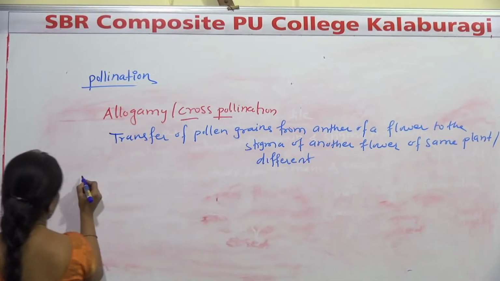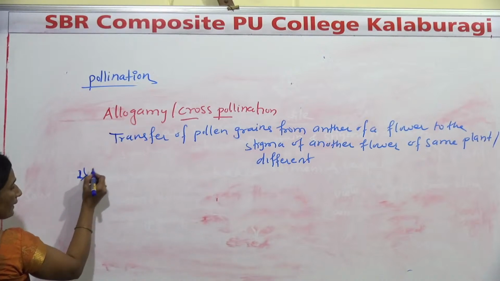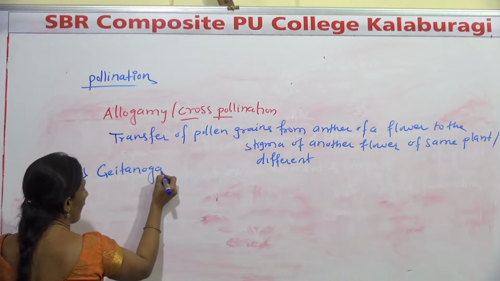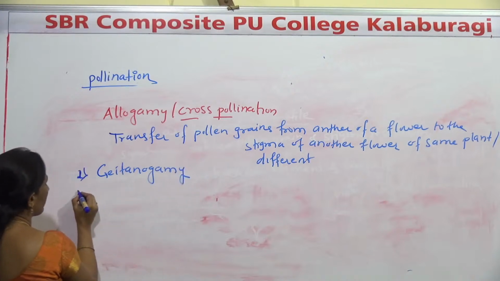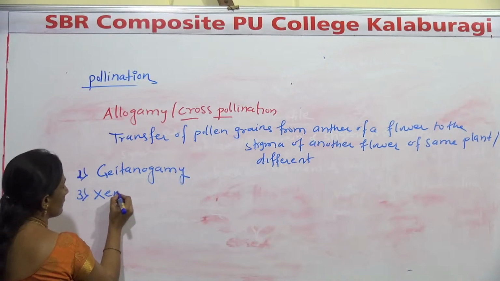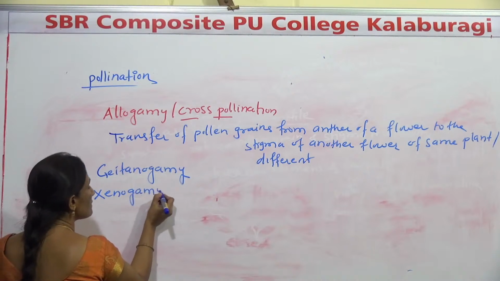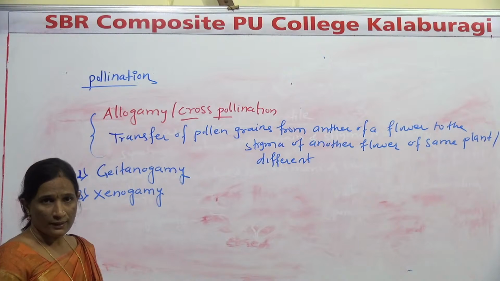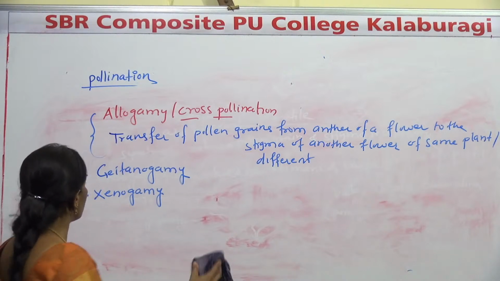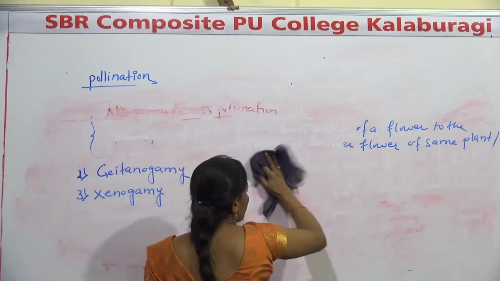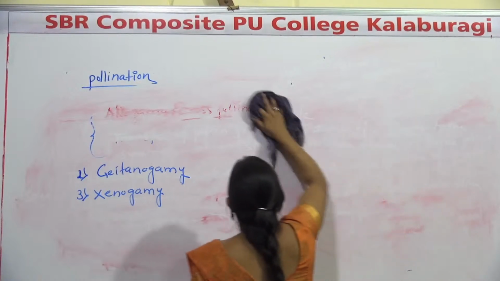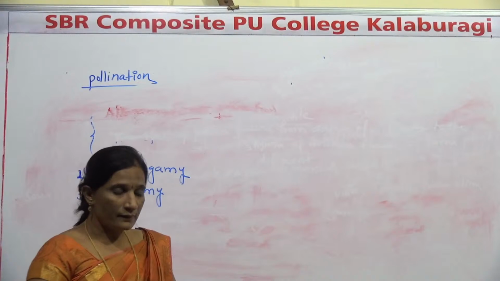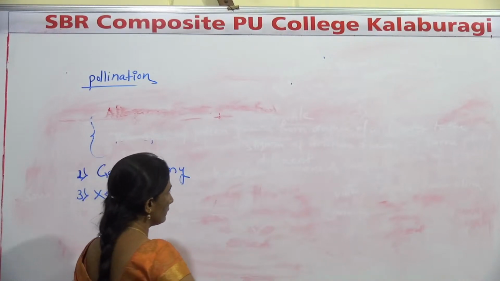So here, come back to the NCERT. The second type that I told you is geitonogamy. Autogamy we have already studied. So geitonogamy, and the third is xenogamy. Actually, these two come under cross pollination. Is it clear? So what is meant by geitonogamy?